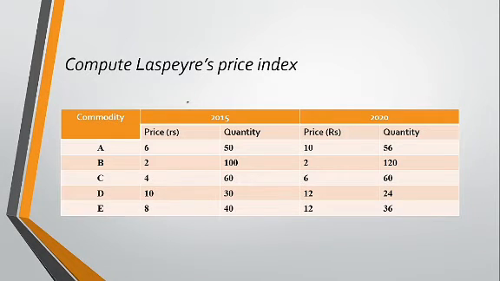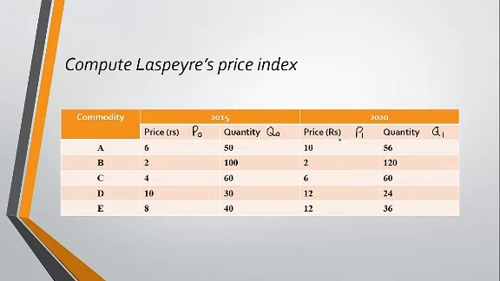Compute Laspeyres price index. We have commodities A, B, C, D, E. We have 2015 and 2020 information, that is, they have given us price and quantity of two years. So 2015 is the previous year and 2020 is this year, the current year. So price will be P1 and quantity will be Q1. Also we have 2015, that means the previous year, which becomes the base year, that is P0 and Q0.